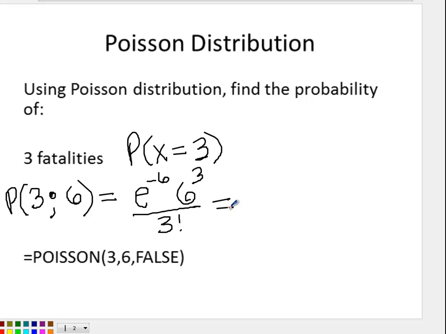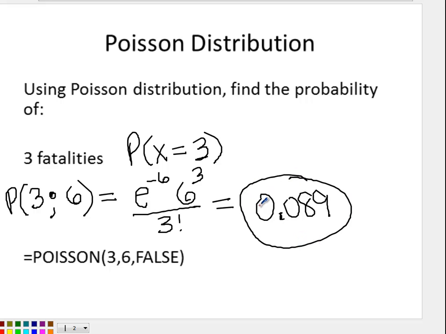You can, like I said, just punch it in a calculator. You have to be careful with the calculator because sometimes it doesn't understand the order of operations. So make sure you understand how your calculator works. To do it in Excel, it will be equals POISSON 3, 6, and false. Okay. And when I did it in Excel, I got 0.089. Actually, I did this by hand, but Excel gave me the same answer. So the probability that you get exactly 3 fatalities is 0.089.